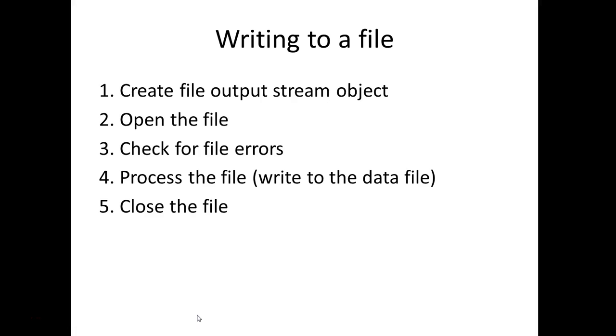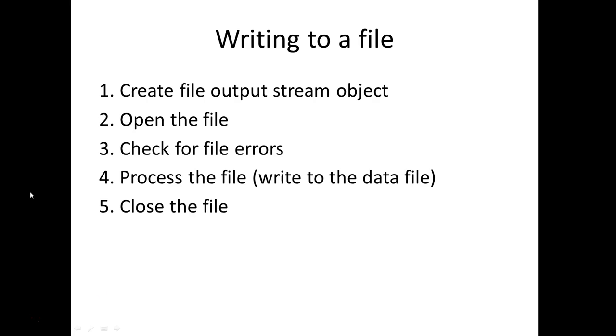This video is going to show you how to write data to a file. The process is similar to reading data from a file. You're going to create a file output stream object, open the file, check for file errors, process the file, and that's when you write the data to the file, and then you're going to close the file.